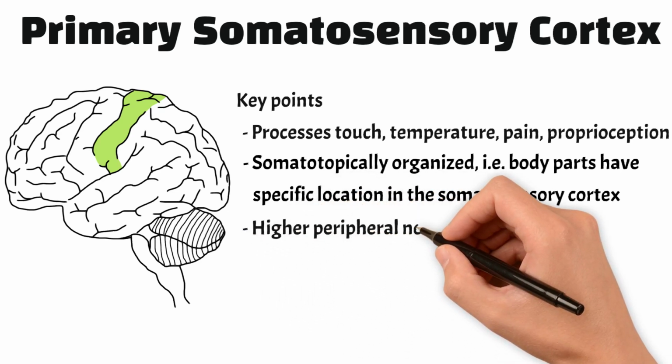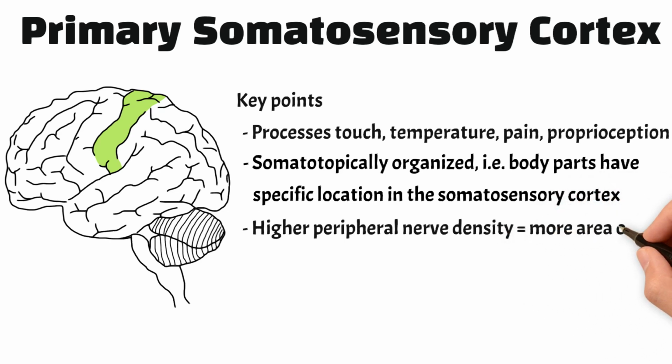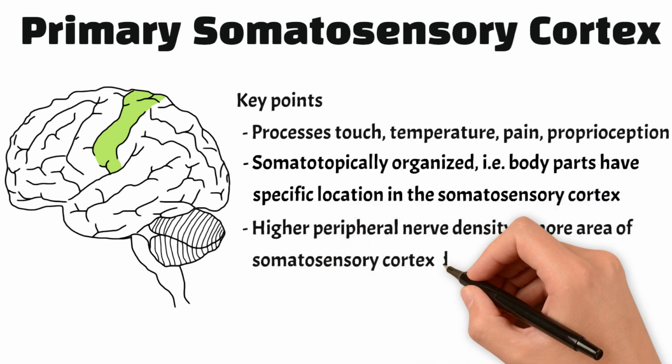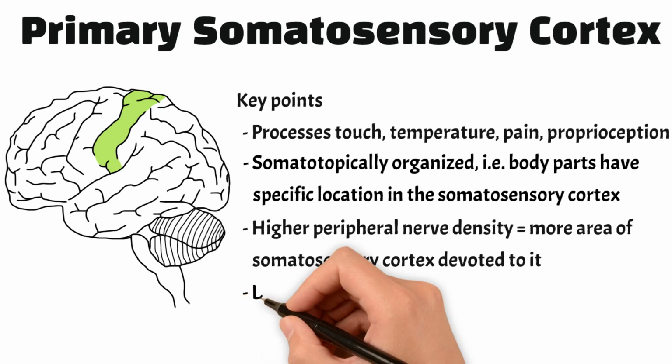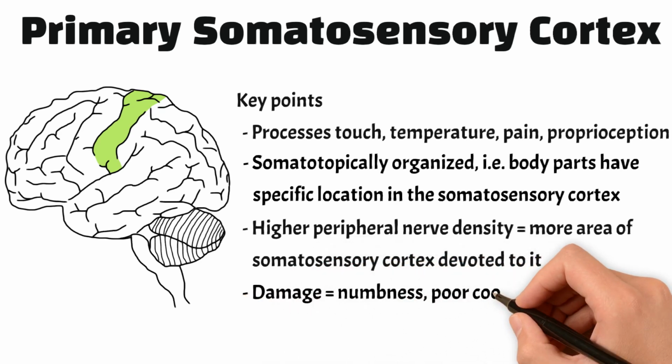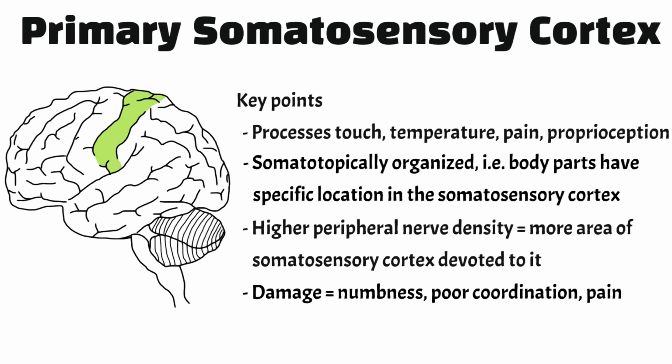You may think that the amount of brain area devoted to each body region would depend on the size of the body region, but instead it is based on the density of nerves within a region of the body. So the hands and lips may be small in size compared to the legs, but they take up much more area in the primary somatosensory cortex because they contain many more nerve endings to handle their complex sensory abilities. Damage to the primary somatosensory cortex can result in numerous symptoms, such as numbness or loss of sensation of a body region, as well as things like poor coordination and even chronic pain.